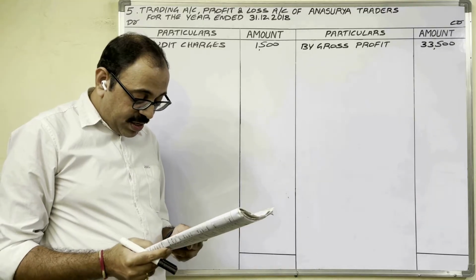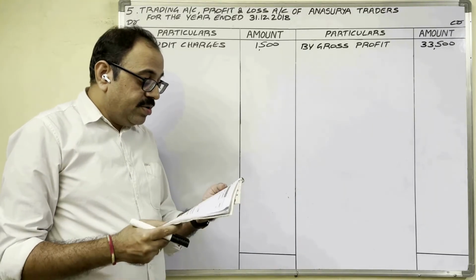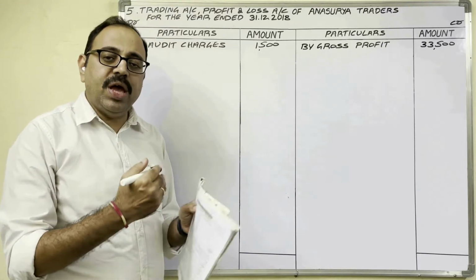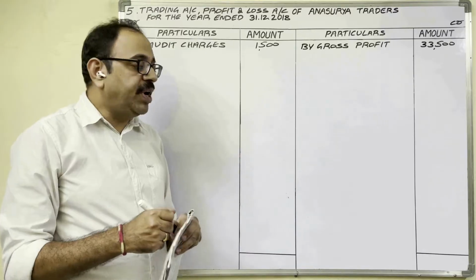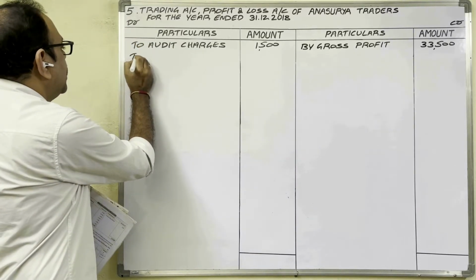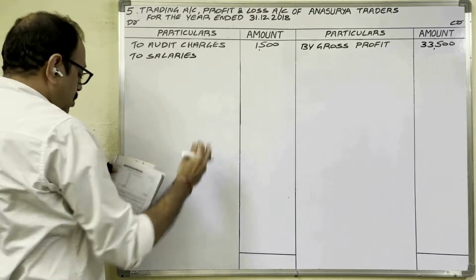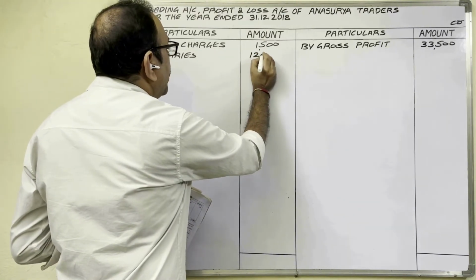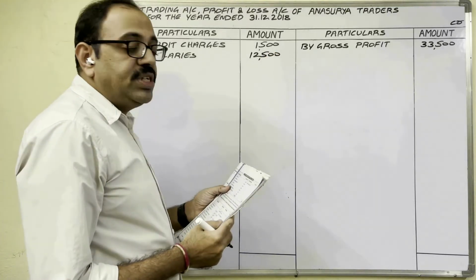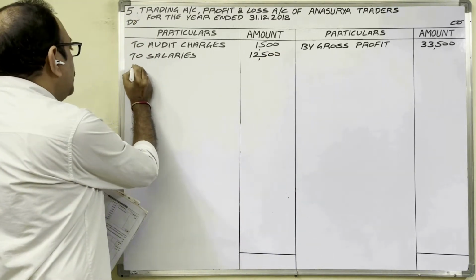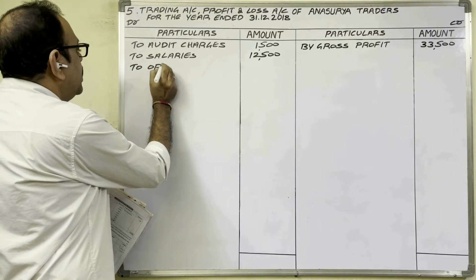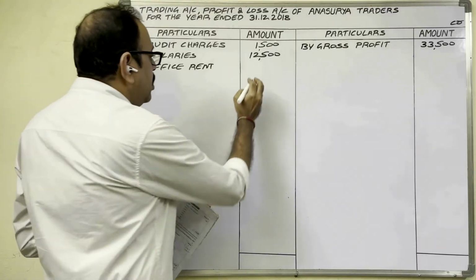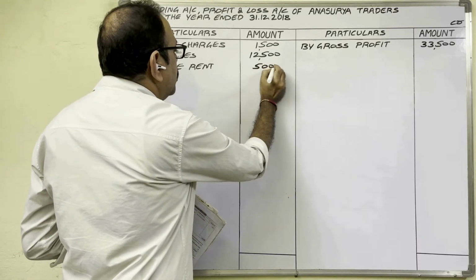Next, machinery, cash, debtors, opening stock, furniture, purchases, carriage inward, salaries. Salaries are paid to employees. This is indirect expenditure, P&L account debit side. To salaries. No adjustment, therefore amount in outer column, 12,500 rupees. Office rent, P&L account debit side, because office related expenses are indirect in nature. No adjustment. Amount in outer column 5,000 rupees.